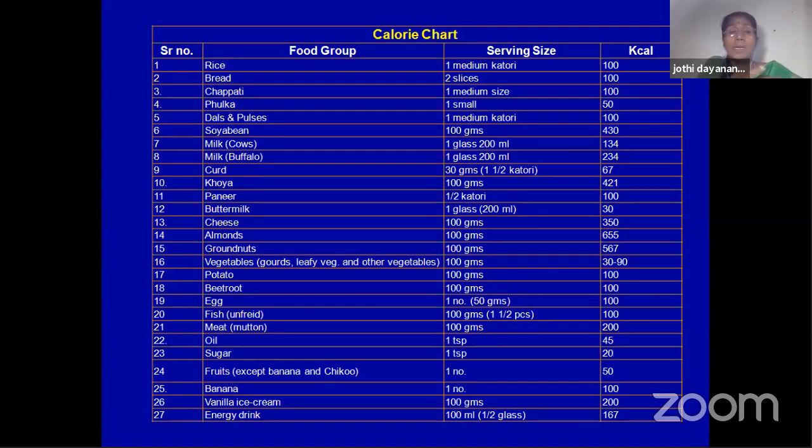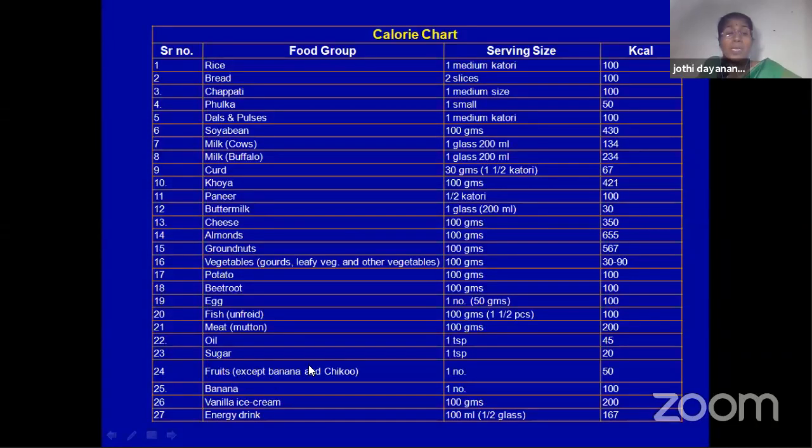This has been a standard chart where one medium katori of rice can give you 100 calories, so you can divide it by 4 for carbohydrate. Bread is carbohydrate. 2 slices can give you 100 calories. When you prepare a diet chart and give it to somebody, you have to look into all these per day. If you're giving me 1,500 kilocalories, how are you going to give me a diet chart?